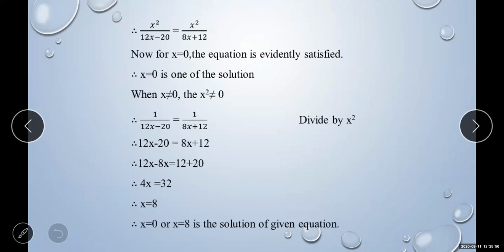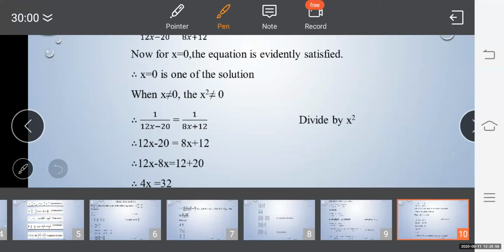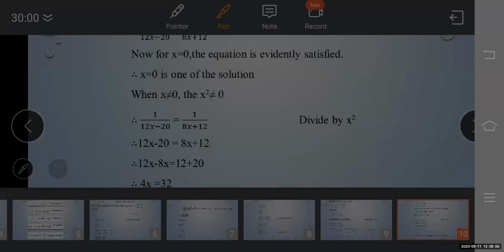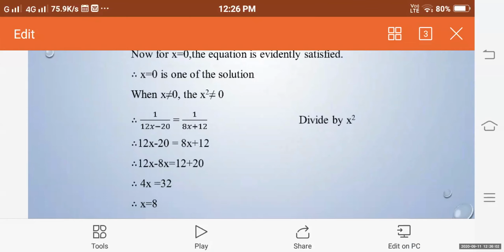So I hope till here it is clear. Yes, students, till here it is clear. Okay. Just follow the steps, and what you have to do, I told you in a simple way. Okay. Now next.